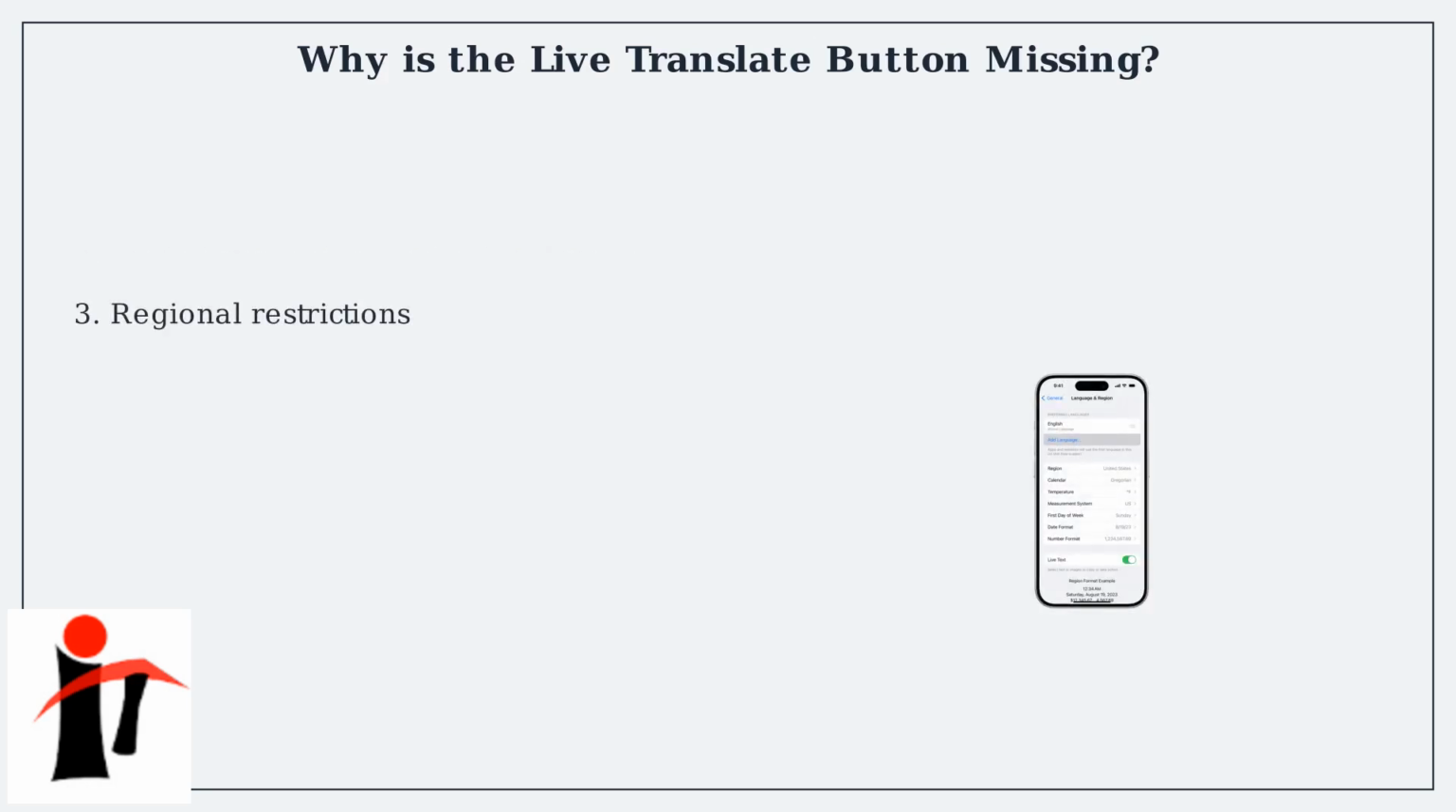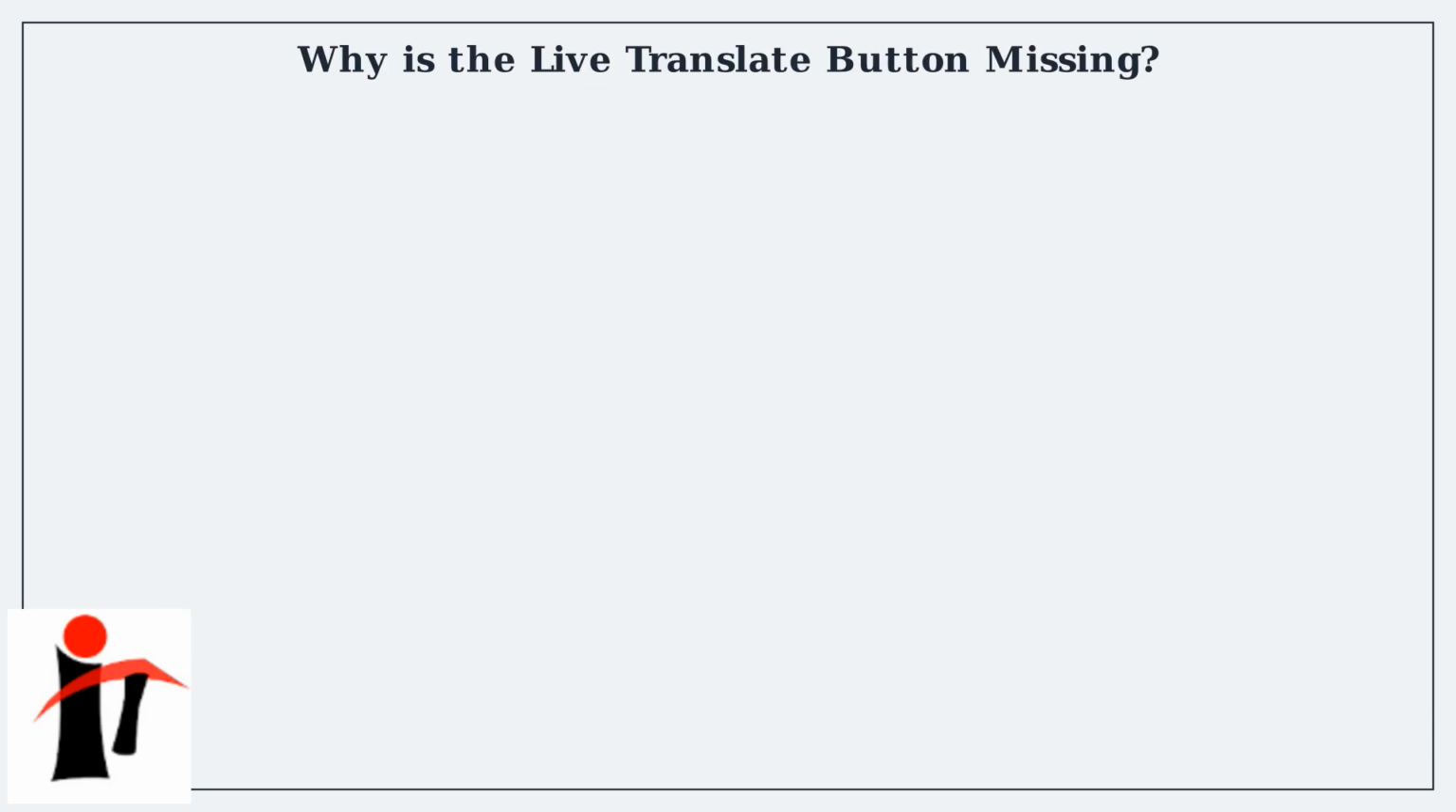Regional restrictions can also hide the button. Live Translate is not available in all countries due to privacy laws and server limitations, particularly in China and some Middle Eastern regions. Mismatched language or region settings in your iPhone can prevent the button from appearing. Ensure your settings match supported regions for the feature to work. Finally, occasional server-side or connectivity issues can affect availability. Poor Wi-Fi or cellular connection might cause the button to vanish temporarily.